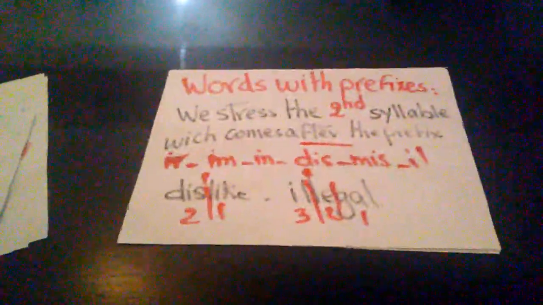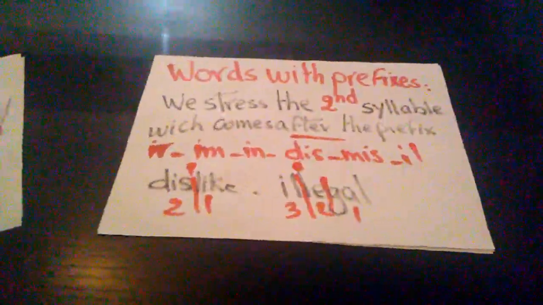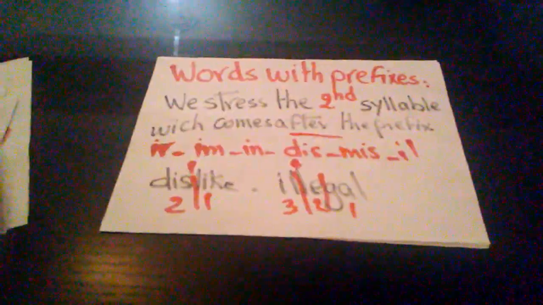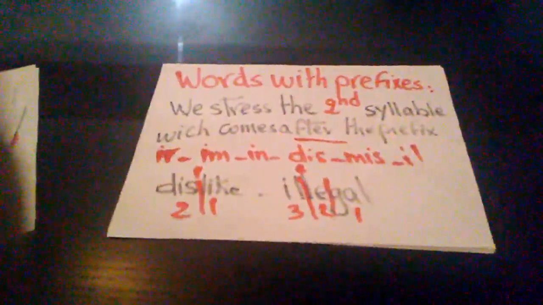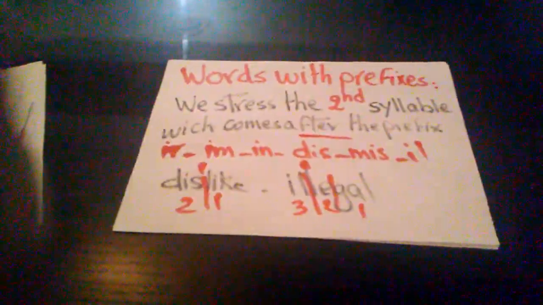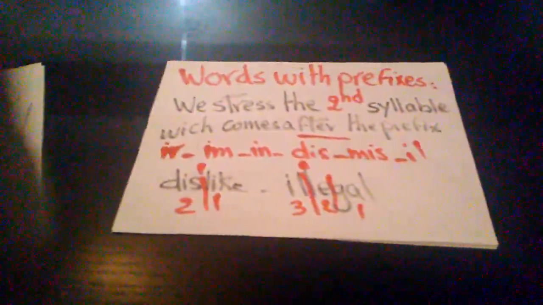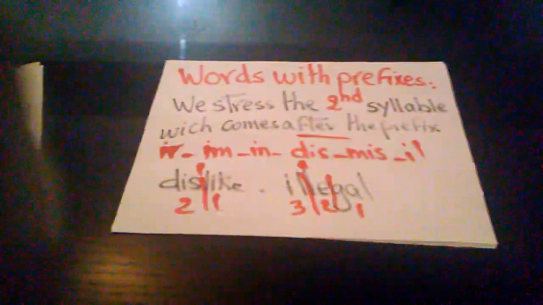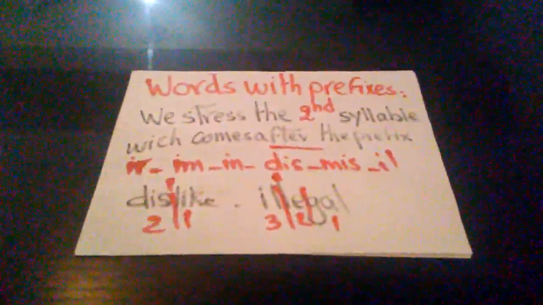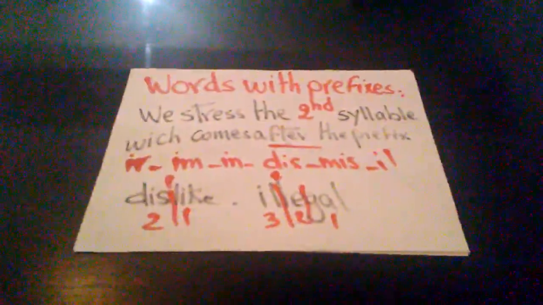Good? Now we have finished with 1 syllable, 2 syllable, 3 syllables words. Let's move to words with prefixes. What is a word with a prefix? A prefix is a syllable that we add to the root of a word to change its meaning. Pay attention, I said a prefix is a syllable. It is counted as a syllable.